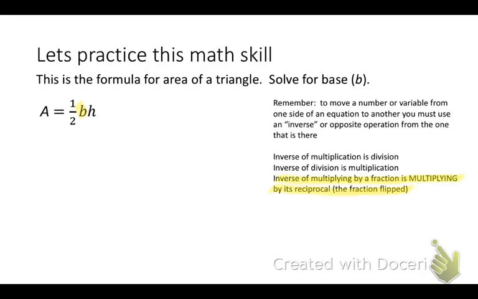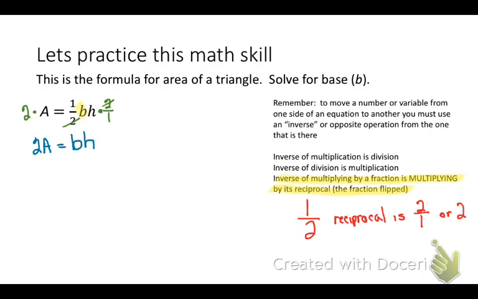So the inverse of multiplying by a fraction is multiplying by the fraction's reciprocal, and that is the fraction flip. So if I have 1/2, if I flip that, the reciprocal is 2/1, or just 2. So to get rid of that 1/2, I'm going to have to multiply both sides by 2. On the right side, I'm going to say multiplying by 2/1, so that I can clearly see how the 2's will cancel. And then on the left side, I'm just going to multiply by 2. So I end up with 2 times the area equals the base times the height, because my 1/2's canceled.